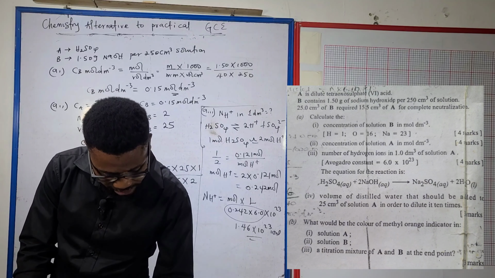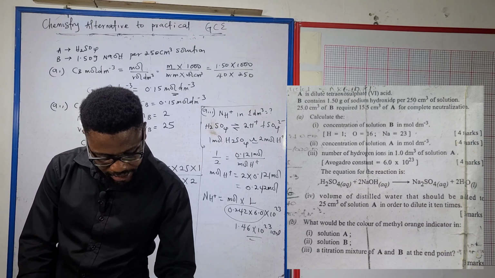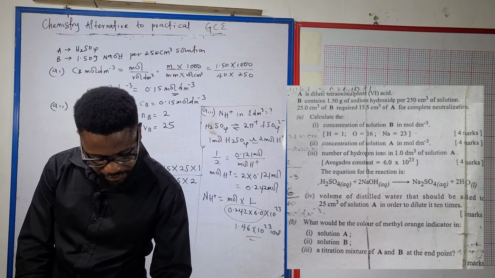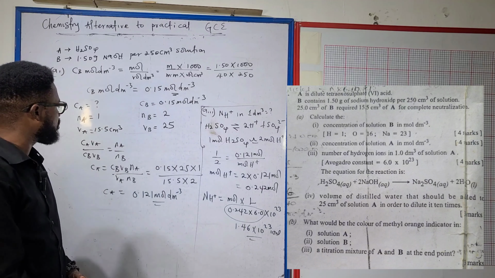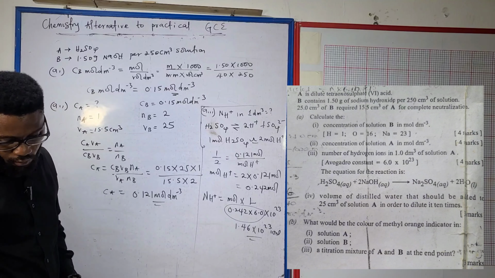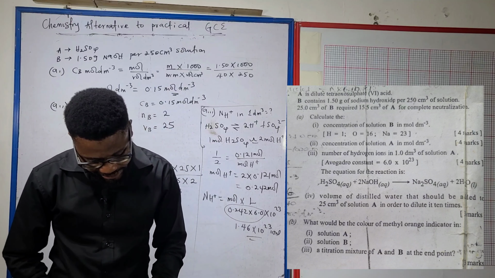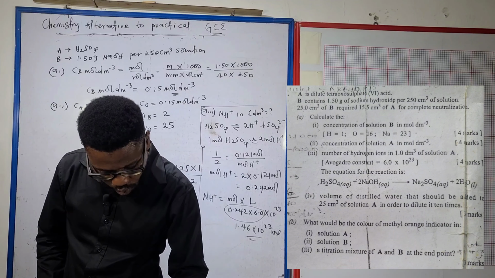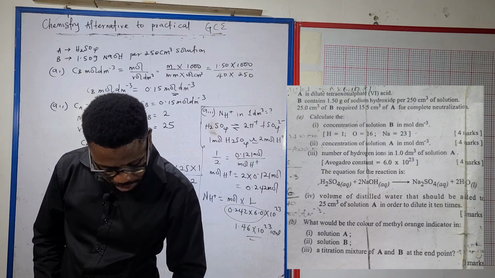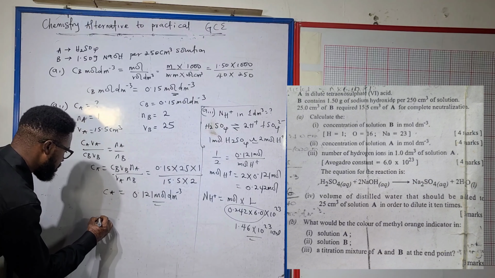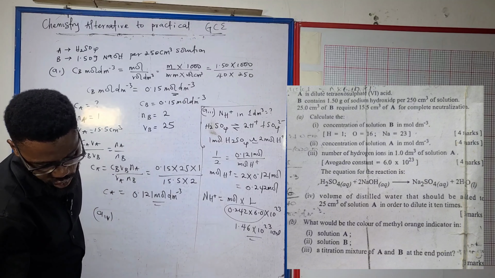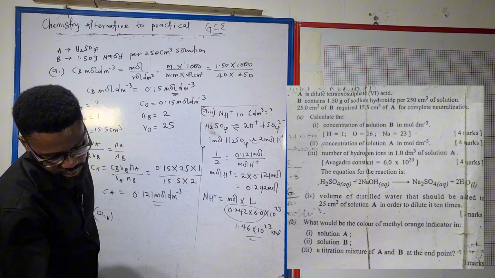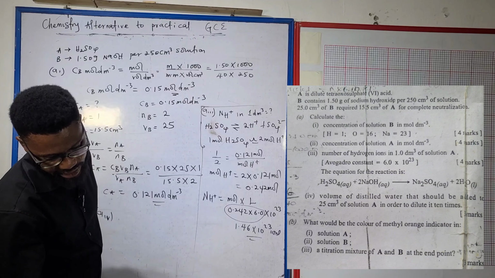That way I've been able to answer A Roman figure 1 for 4 marks, A Roman figure 2 for 4 marks, A Roman figure 3 for 4 marks. That ends that. Now I am moving to A Roman figure 4, where what they want is the volume of distilled water that should be added to 25 cm cube of solution A in order to dilute it 10 times.